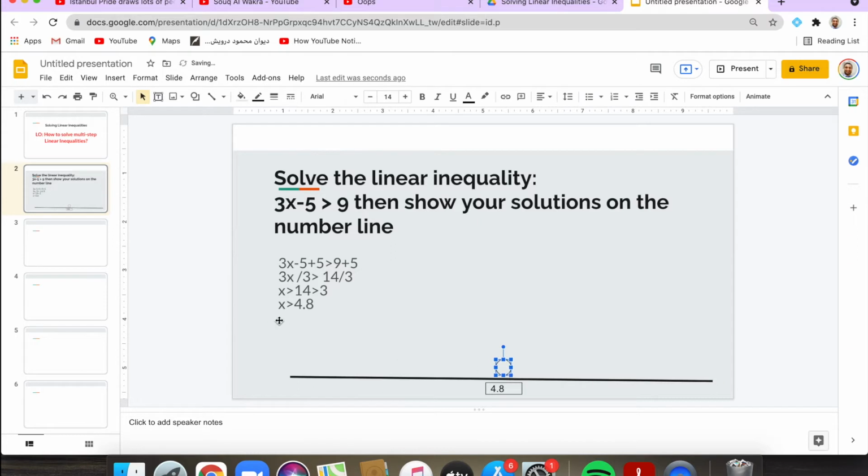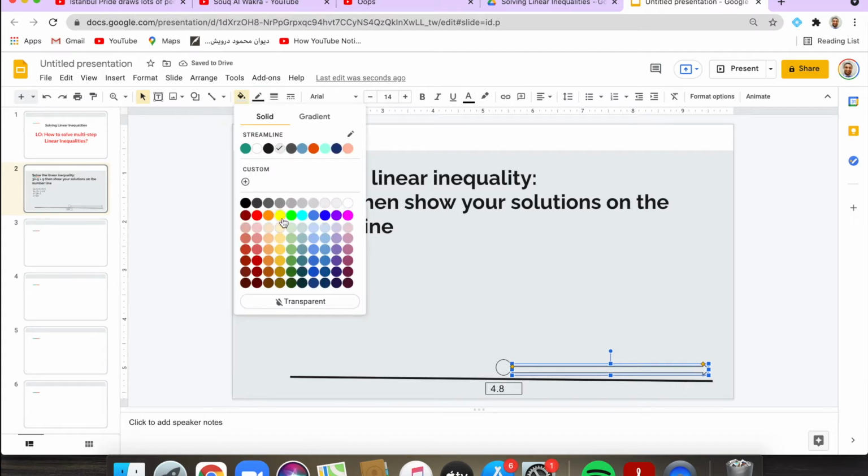If the question was x greater than or equal or less than or equal, it would be colored because here I will include this number 4.8. But here I want all the numbers that are greater, only greater than 4.8, so I will not color it because I don't want the number 4.8. So now here I will enter an arrow, then I will go to the right side. So this is my solution.